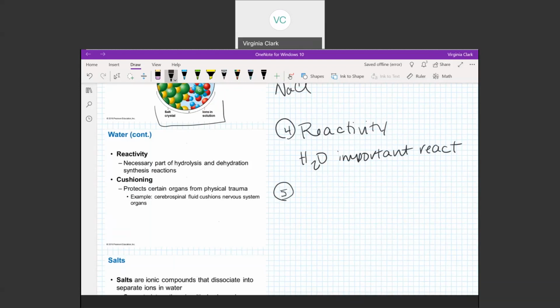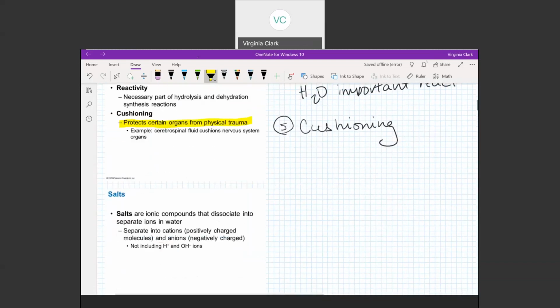And then another property of water is cushioning. Water is a great place that will protect some of our organs. There is liquid all the way around your brain and spinal cord, and the water creates a cushion in order to protect it. So that's very, very cool.